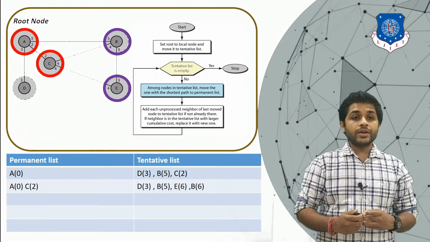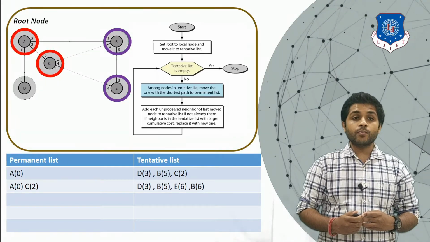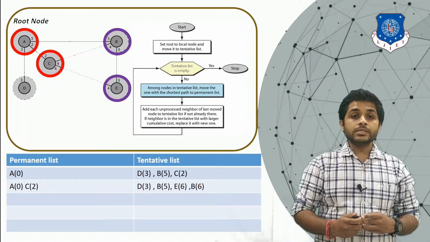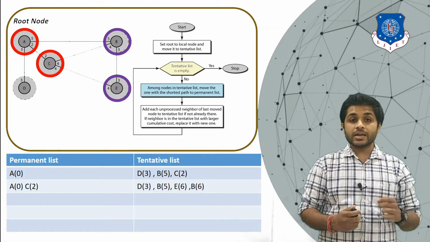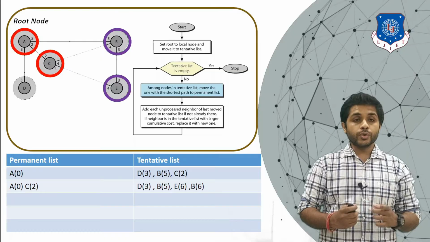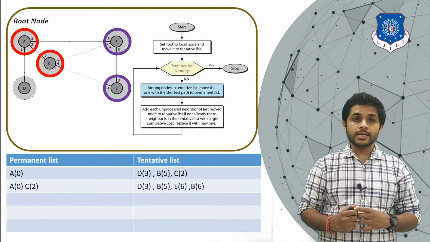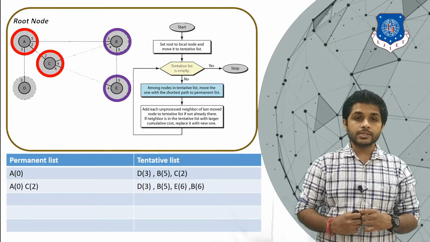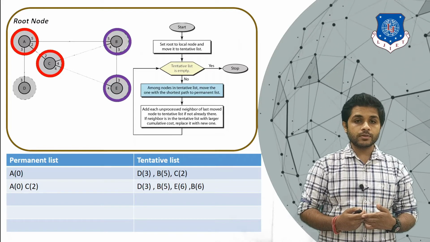Right now we are reaching the routers B and E via C. So the distance from C to B is 4 and the distance from C to E is 4. But we are considering the distance from the root node. So if you consider the distance from the root node, A to C and C to E will be E6, and A to C and C to B will be B6, right? After that, again we will follow the same procedure.